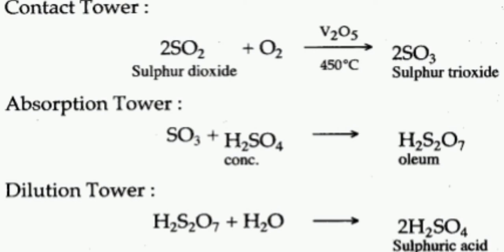So let's look at how we're going to produce sulfuric acid from the sulfur trioxide we formed using sulfur dioxide and oxygen with vanadium pentoxide as our catalyst and 450 degrees Celsius temperature and 1 to 2 atmospheric pressure. So in the contact tower, the equation that we discussed takes place and sulfur trioxide is formed. Then in the absorption tower, using sulfuric acid, we then produce oleum.